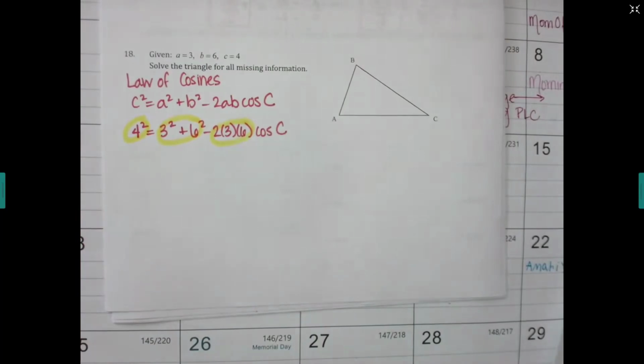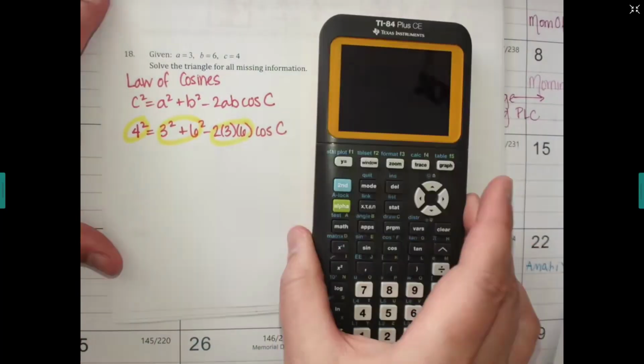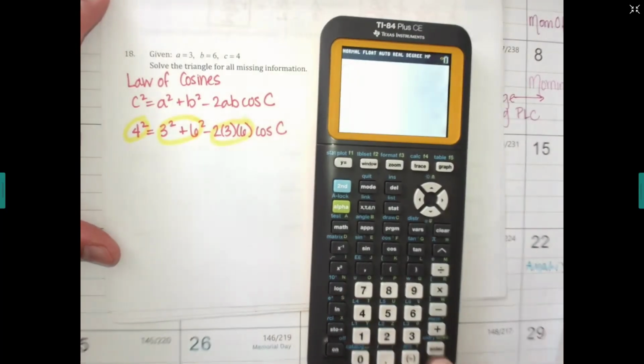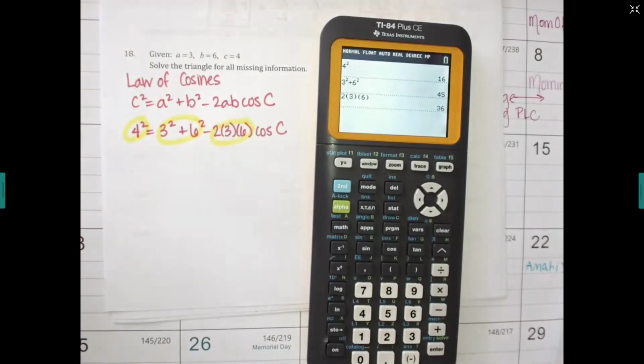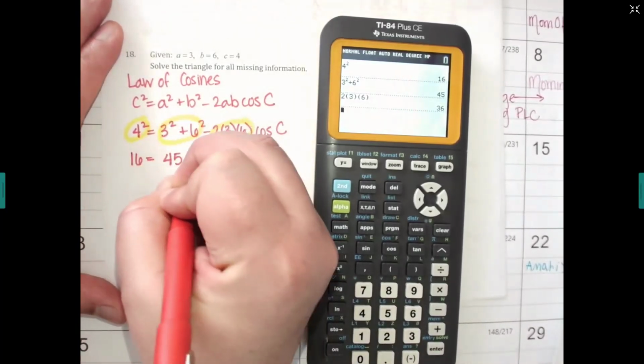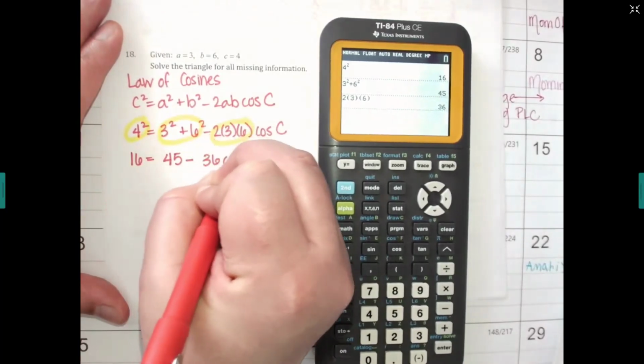So do the 4 squared by itself. Then the 3 squared plus 6 squared, and then the 2 times 3 times 6. You're going to type them in those little 1, 2, 3 groups. So 4 squared we know is 16. 3 squared plus 6 squared is 45. And 2 times 3 times 6 is 36. So let's plug those numbers in. So it's 16 equals 45 minus 36 cosine C.